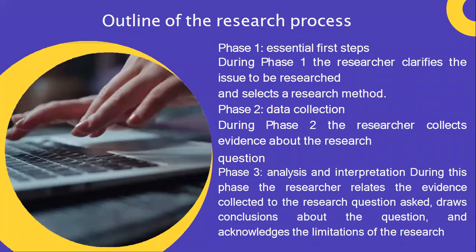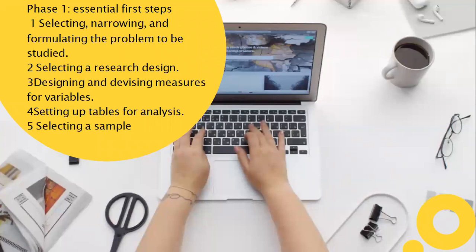Here you can see the outline of the research process. First, phase 1 is essential first steps, then data collection, and then analysis and interpretation. Phase 1 of the research process involves 5 essential first steps.